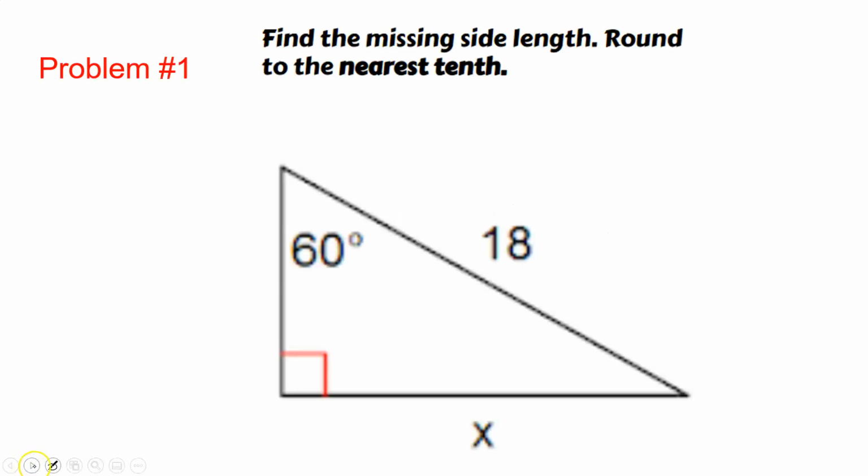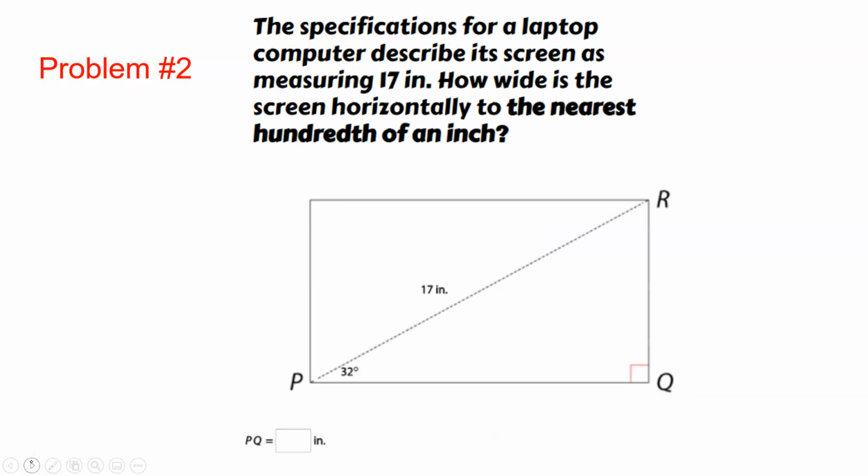So number one, again, we did in class. Let's take a look at number two. Number two says the specifications for a laptop computer describe its screen as measuring 17 inches. But whenever you measure any kind of screen, laptop screen, television screen, it's normally measured diagonally from corner to corner. So that's what measures 17 inches. All right, so diagonally from corner to corner.